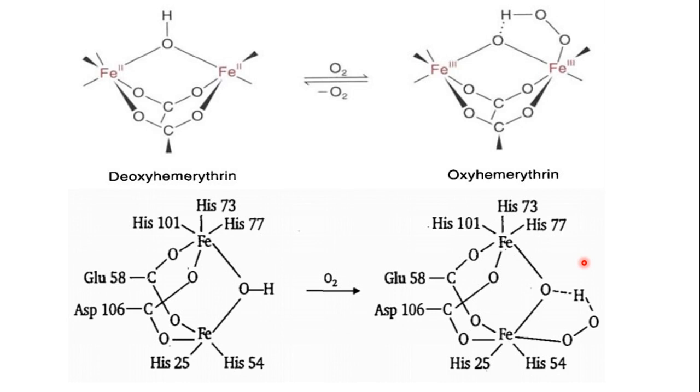So this is the overall process. See, they are reversible. Here it is very clear there are 6 bonds now in the oxy form. The oxygen is bound, that is, the hydroperoxy group is bound, and there is a hydrogen bond between the oxo group and the hydrogen in the hydroperoxy group.